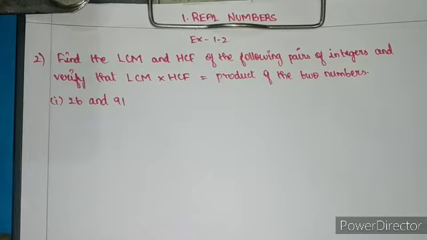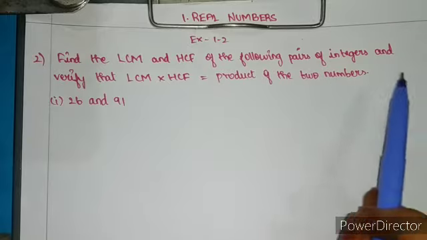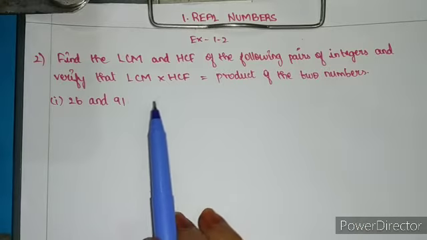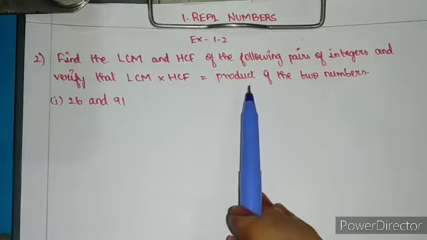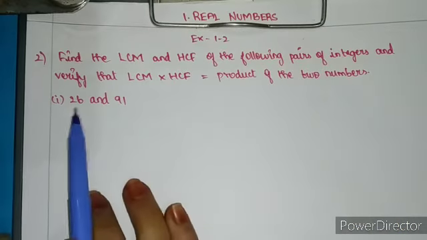Friends, today we are going to see chapter 1, real numbers, exercise 1.2, question number 2. Find the LCM and HCF of the following pairs of integers and verify that LCM into HCF is equal to the product of the two numbers. So we have the numbers 26 and 91.